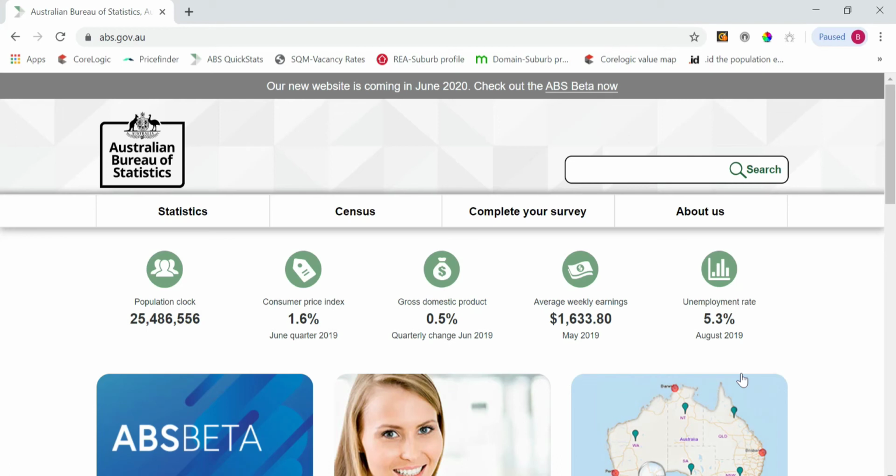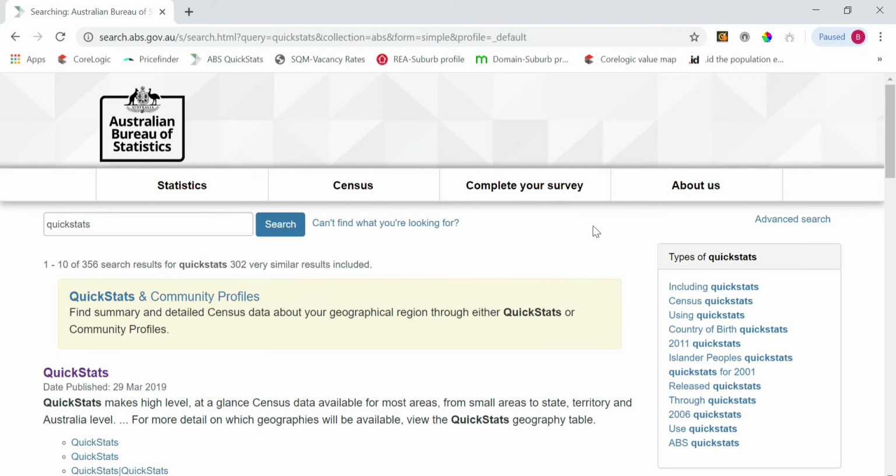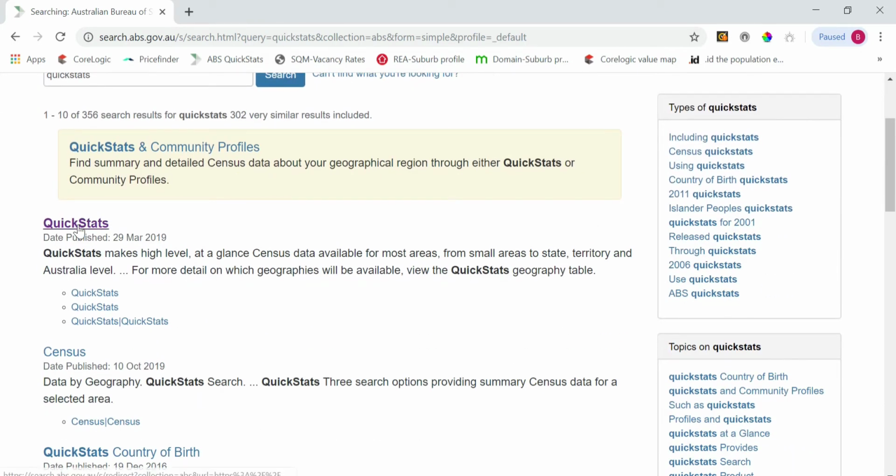Okay, so another free resource that I use quite regularly when I'm trying to get an understanding of a particular suburb is the ABS, or the Australian Bureau of Statistics, Quickstats. To get to that, we go to abs.gov.au. In the search bar there, we just type in Quickstats. It'll bring up some options, and then we're looking to get that one there.